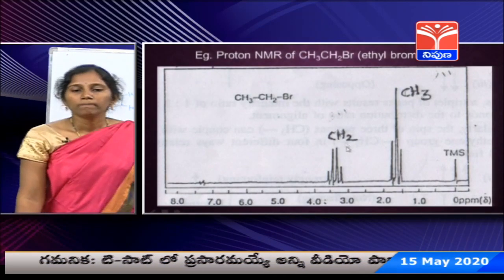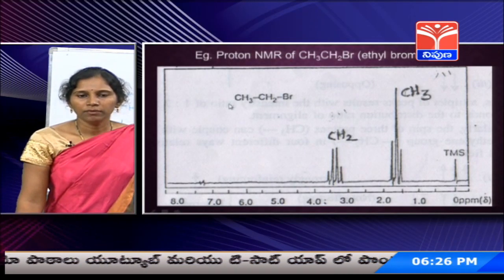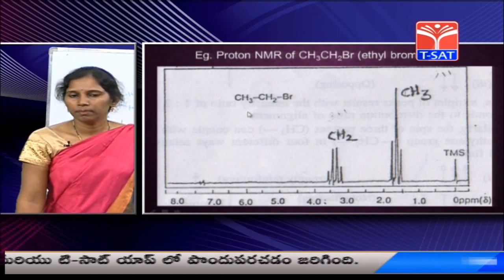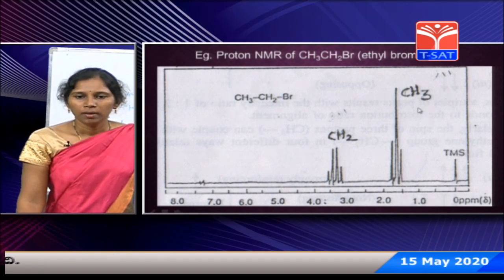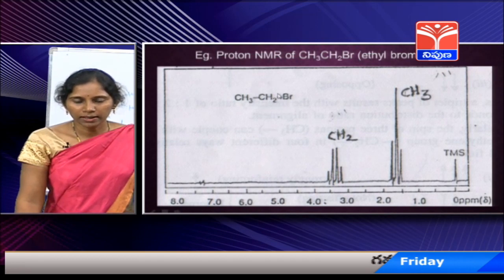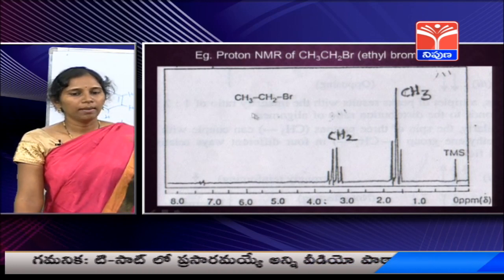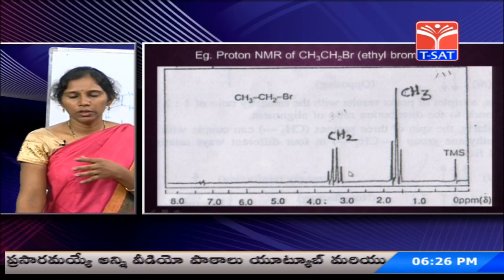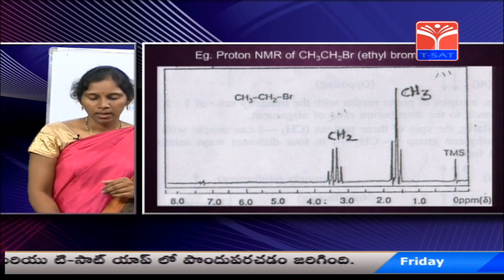See, I have shown the NMR spectrum of ethyl bromide. In ethyl bromide, we should get only 2 peaks, right? But because of spin-spin splitting, for these CH3 protons, because of 2 adjacent protons, 2 plus 1 is 3. This particular signal splits into 3. Like that, if you take this set of CH2 protons, it has 3 adjacent protons, 3 plus 1 is 4, so it splits into 4, and hence the splitting is observed in ethyl bromide like this.